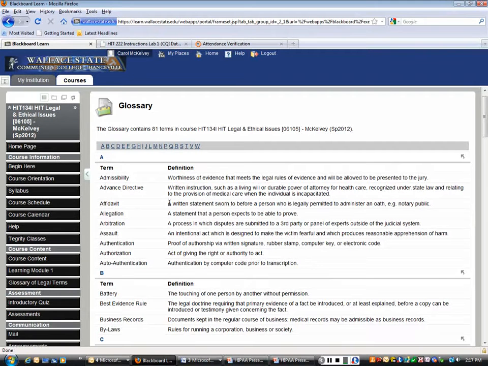Assault. Now, we've already talked about assault, an intentional act which is designed to make someone fearful and which provokes reasonable apprehension of harm. And we're going to talk about battery. Again, we've already talked about the two. Assault is making someone fearful that you are going to hurt them. And when I say that, and I'm using you, I'm not necessarily accusing you of assault. I'm just saying that assault is an intentional act to make the other person fearful of harm.